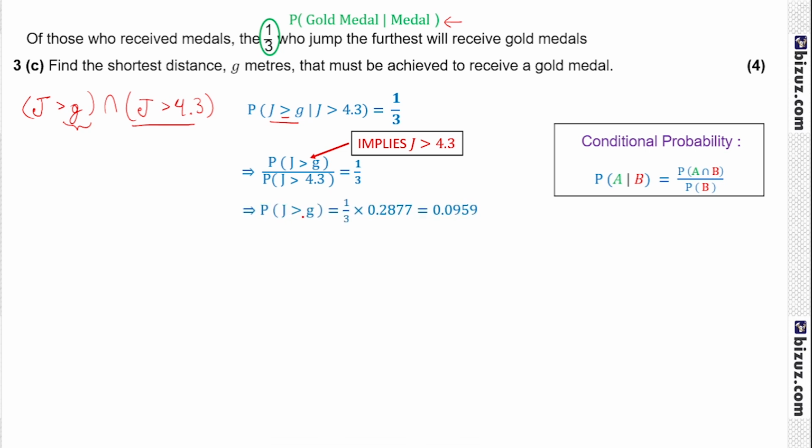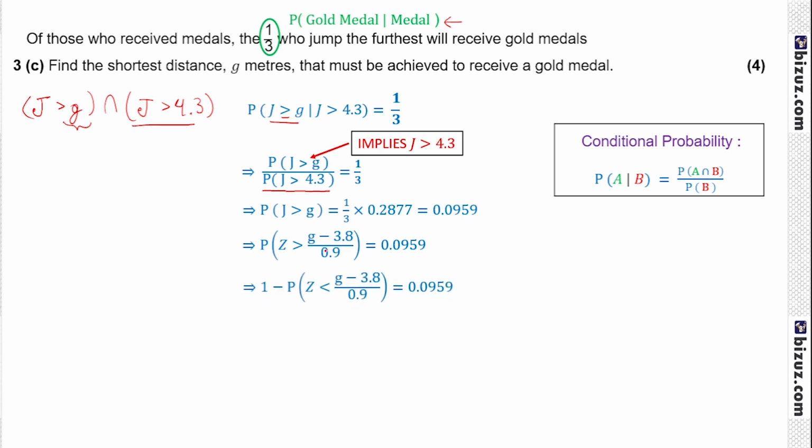Now the probability of j being greater than g, if we make that the subject, this is equal to 1/3 of, this is just the answer of part A. So we plug that in here and we get 0.0959. Now if we convert to our standard normal distribution, we get the probability of z being greater than g minus 3.8 divided by 0.9. This is equal to 0.0959. We cannot actually use the small table here. This is not a neat probability value.